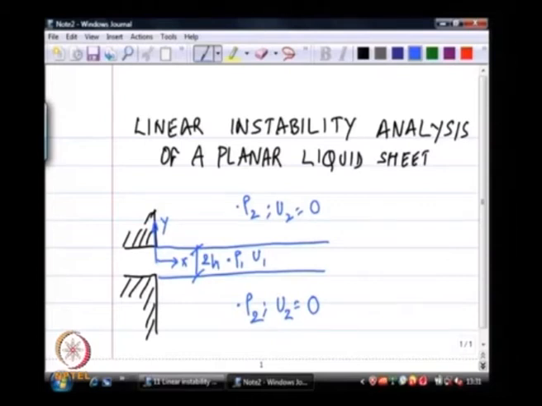Okay, with the origin placed in the middle of the liquid sheet. So, we know that the top meniscus is given by the equation y equal to h, the bottom meniscus by the equation y equal to minus h. We are going to ignore gravity. So, it is just simply liquid sheet coming out of a slot, and the sheet is infinite in the z direction.